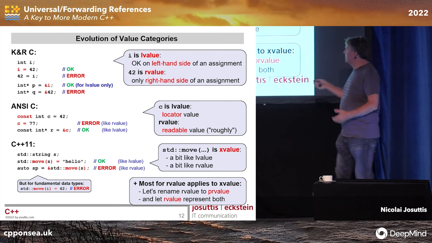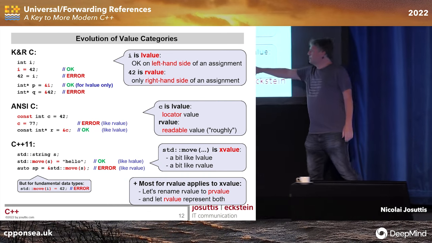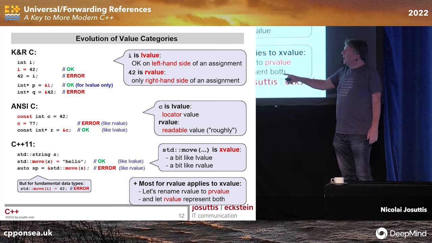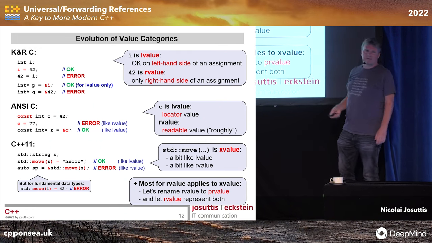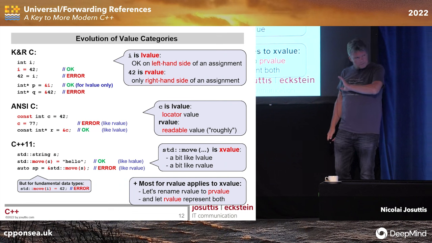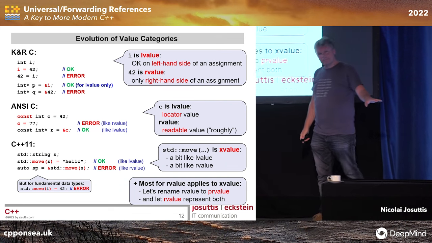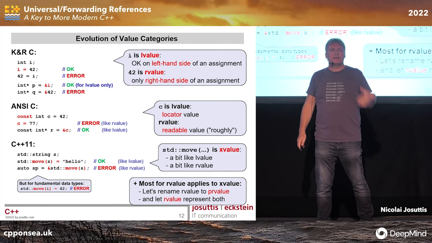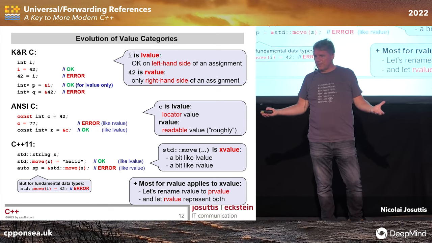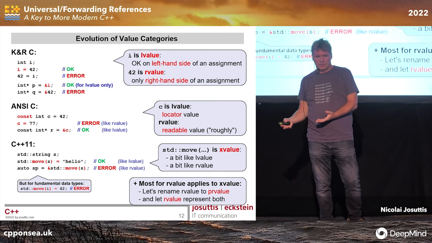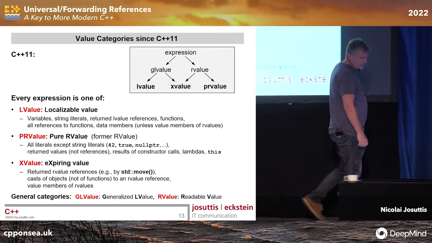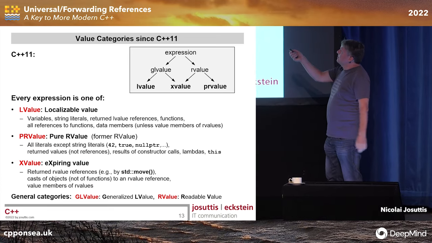So we introduced something called PR value. That is what was formerly called an R value. And then we have this X value. Are you completely confused? Yes, that's why we have a lot of half knowledge here in C++ when we deal with value categories. So is it an L value or not? So here's the result. That's one of the few figures we have in the C++ standard.